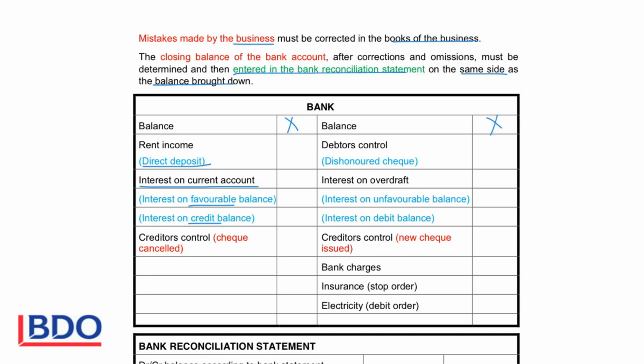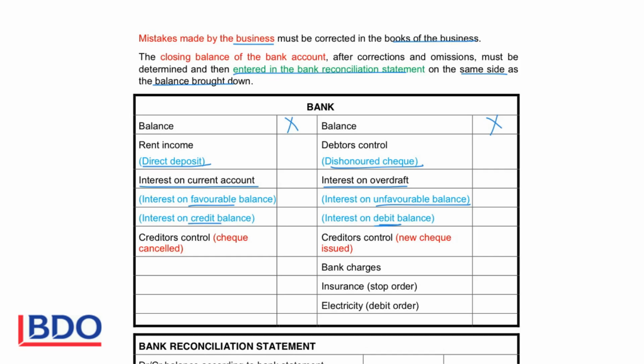On the credit side of the bank, there can be a dishonored check. There can be interest on overdraft, the name of our ledger account, but they can also call it interest on unfavorable balance, or they can say interest on debit balance. That means on the debit balance on the bank statement, and that is when we owe money to the bank. So in our books, it will go on the credit side.